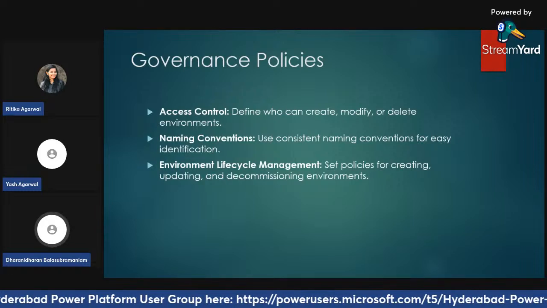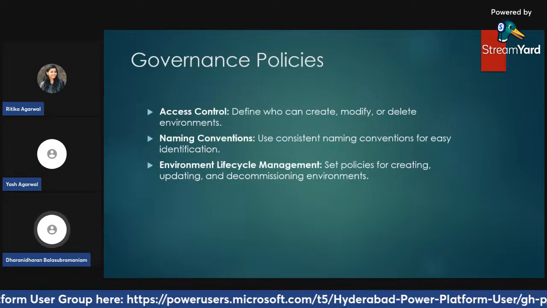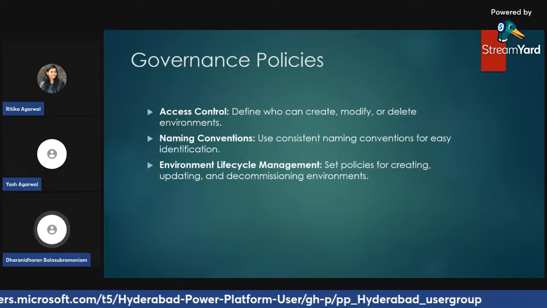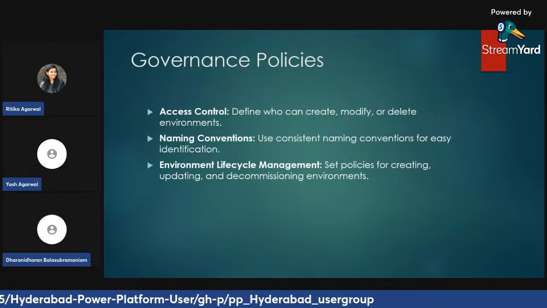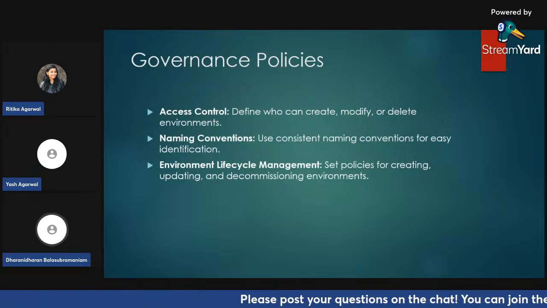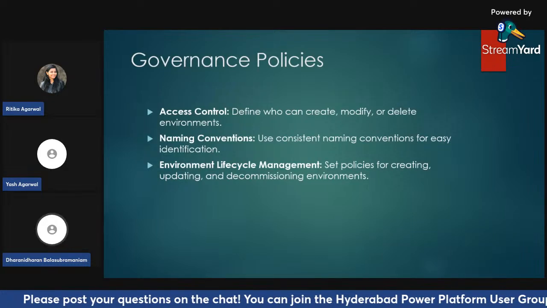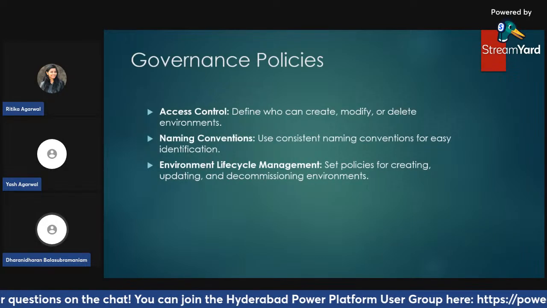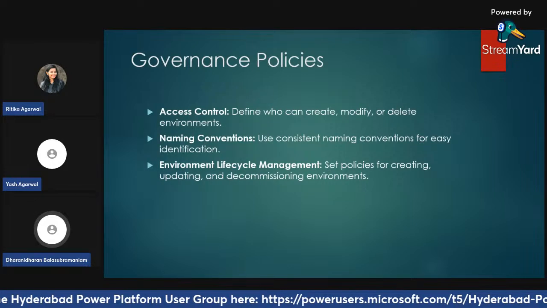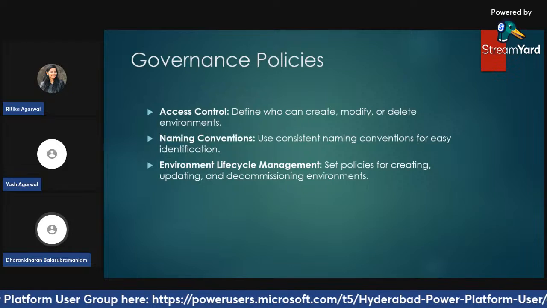And next is establishing guidelines for creating, updating, and then decommissioning the environments, which allows us to keep the environments relevant and manageable over a period of time. Finally, here are some of the best practices for the environment strategy and governance. One is we always need to conduct regular audits to ensure all the environments are being used effectively and securely. If some of the environments are not used, there is no point to keep them and unnecessarily occupy the storage. It's better to drop those environments after checking with the other team members.